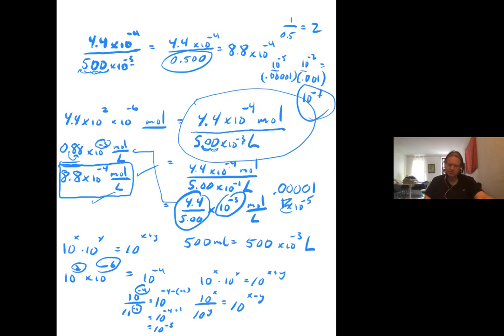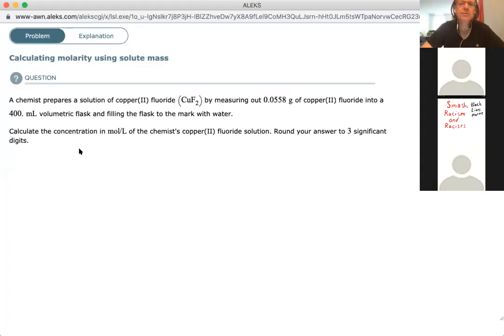It's a nice notation. Okay, so let's take a look at solute mass. The second type is where you're doing solute mass, so they're not going to give you the number of moles. They're going to give you the mass of the solute. Here's an example: calculating molarity using solute mass. They're not giving you the moles, they're giving you the mass.